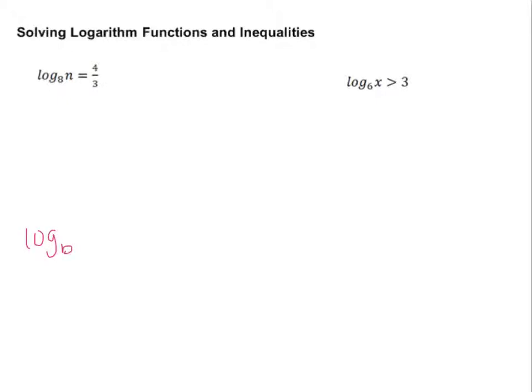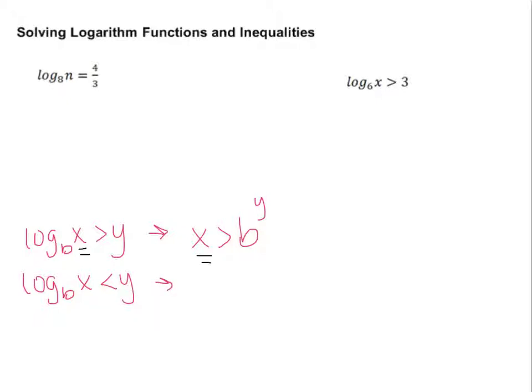If we have log base b of x is greater than y, that means that x is greater than b to the y. So notice where the x is, if the x is on the left, the x stays on the left. Okay? The other way we could write this is that if we have log base b of x is less than y, then we have 0 is less than x is less than b to the y. We need to make sure that we include this 0 here because we cannot have negative logarithms.